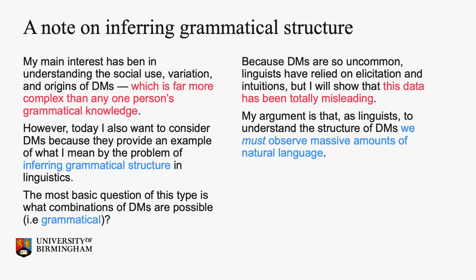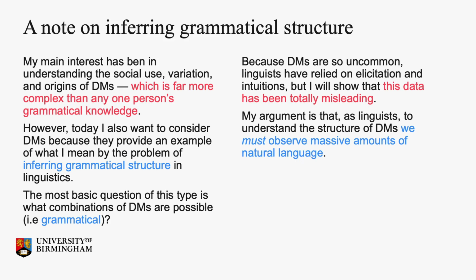But the reason I want to do them today isn't for these reasons. I'll go through these points, but the reason I want to do them is because they really show an example of this problem of inferring grammatical knowledge, right? Like, how do you, as a linguist, infer the structure of double modals? The way this has been done is through intuitions, but like I say, we'll see that that doesn't really work. And the most basic question here is what combinations, like what pairs of modals are possible, okay?